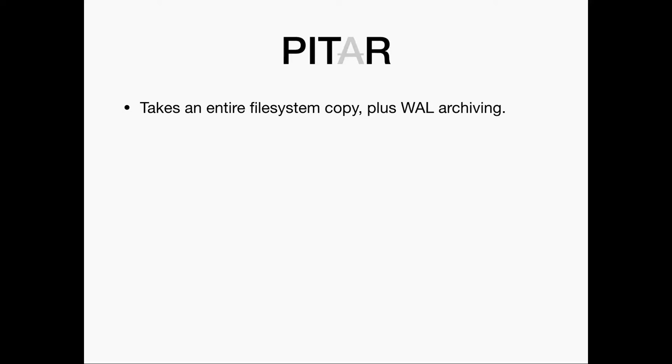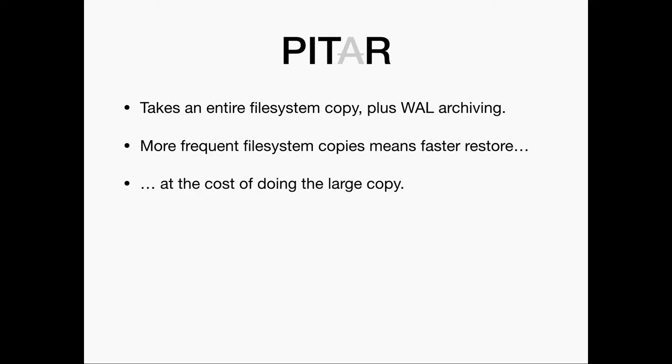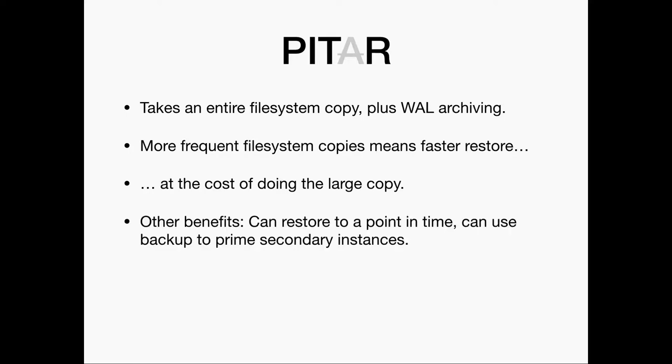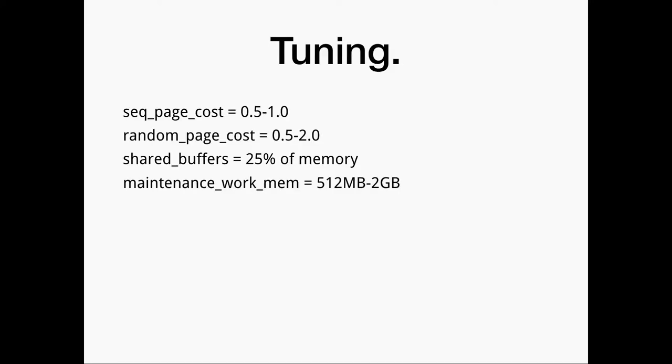A PITR backup, as a quick summary for people not familiar, takes the entire file system copy plus WAL archiving. The more frequently you do the file system copies, the faster the restore, but you're also doing the large copy a lot. pgBackRest does differential and incremental copying, which helps. The fact that Postgres uses 1 gigabyte file sizes does not help. The other big benefits are you can restore to a point in time and can use the backup to prime secondary instances. Those are very nice additional attributes you get pretty much for free for moving to this backup strategy.